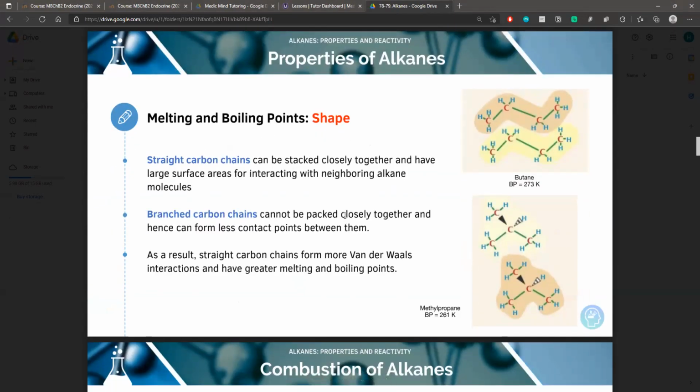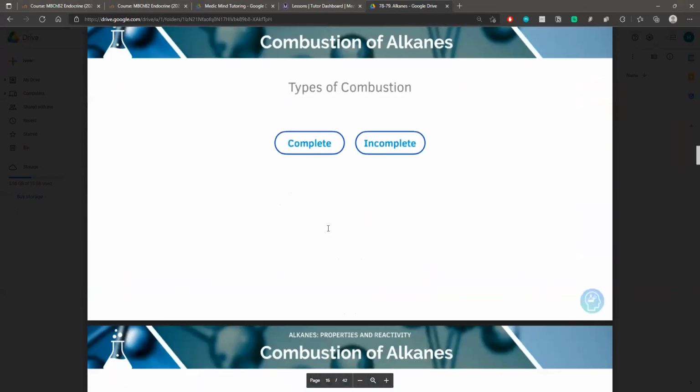Also, straight chains can be stacked closely together and have a large surface area for interactions. So straight chains form more van der Waals forces and have higher melting and boiling points. Okay.